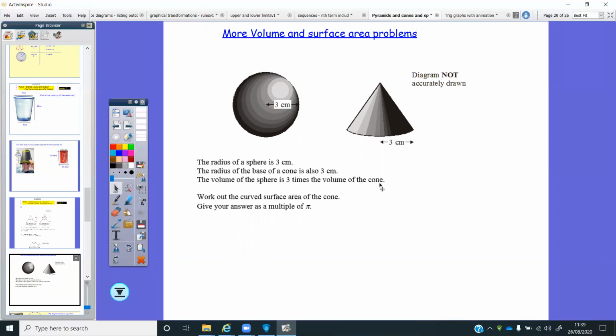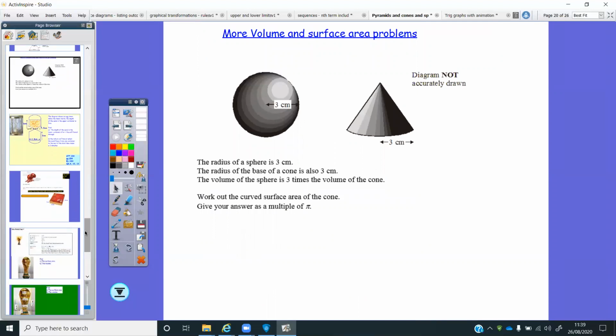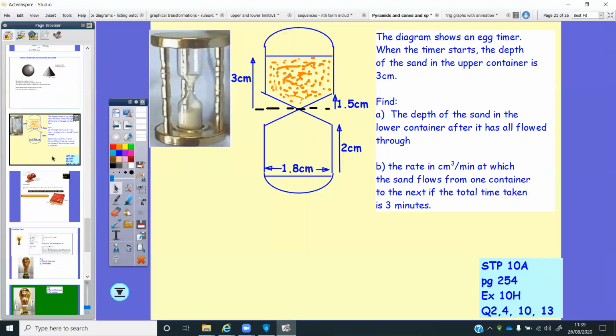The volume of the sphere is 3 times the volume of the cone, so we've got a bit of volume scale factors going on there. This one I've always liked as well, the egg timer question. They really do have to think about this, because obviously the sand falls in and fills up the hemisphere first, then they've got to work out how high up that cylinder and the bottom half of that sand timer, how far that gets up.